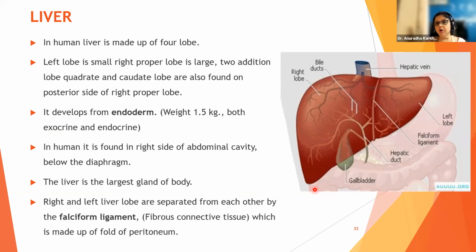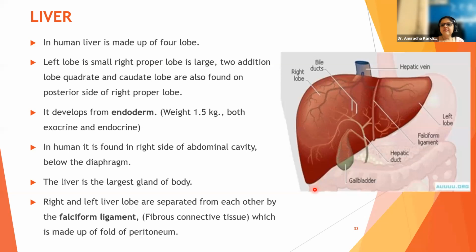So we had to do the organs of the alimentary canal and the glands of the alimentary canal, correct? We have completed both. Now what we are going to talk about is the other glands which are going to help in digestion. The most important one is going to be the liver.